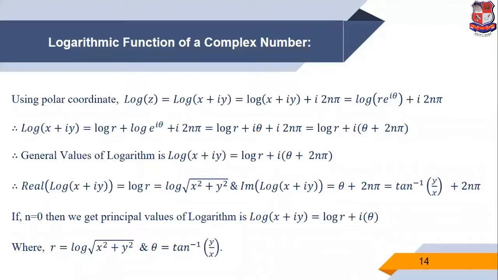So again I repeat, if we want to find the general value and the principal value of the logarithm, and also find the real part and imaginary part of the logarithm, then we use the formula log(x + iy) is log r plus i (theta plus 2n pi). So log r, that means log of the square root of x square plus y square, is the real part, and the imaginary part is theta plus 2n pi, that means tan inverse y by x plus 2n pi. If we take n as 0, then the principal value of the logarithm is log r plus i into theta.